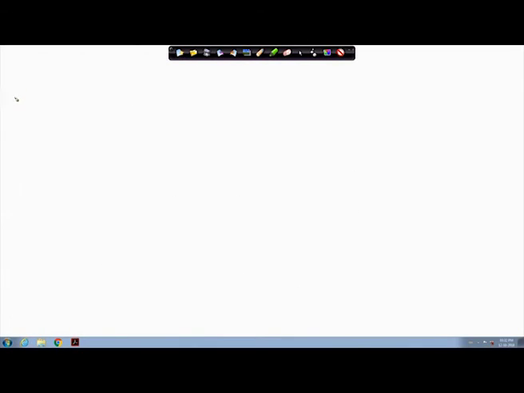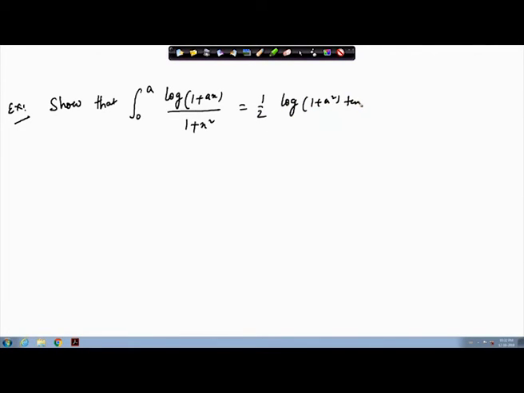So let me give you one or two more examples, but I would assume that solving those problems can also be fairly easy, because they do not involve such a complicated calculation. So another example could be: show that the integral from 0 to a of log(1 + a x) divided by (1 + x²) dx equals (1/2) log(1 + a²) tan⁻¹ a.